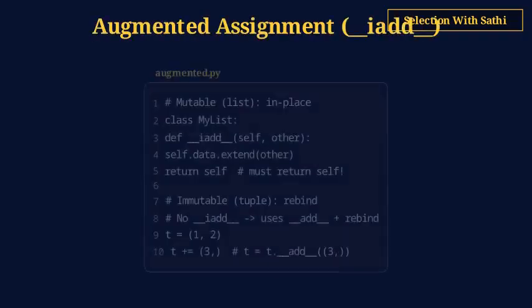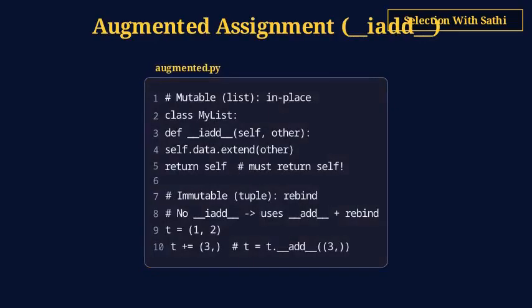Augmented assignment operators like plus equals behave differently for mutables and immutables. For mutable types like lists, __iadd__ modifies self in place and returns self. For immutable types like tuples, there is no __iadd__, so plus equals falls back to __add__ and rebinds the variable. If you define __iadd__, always return self after modifying.